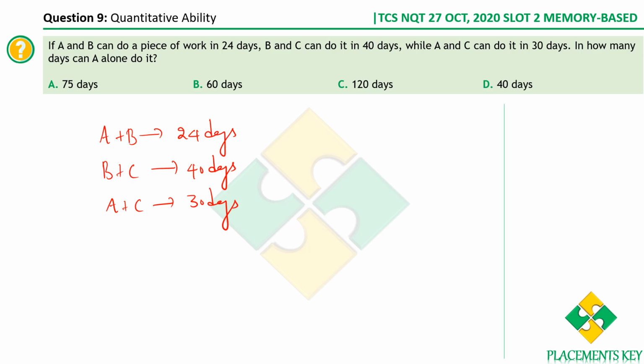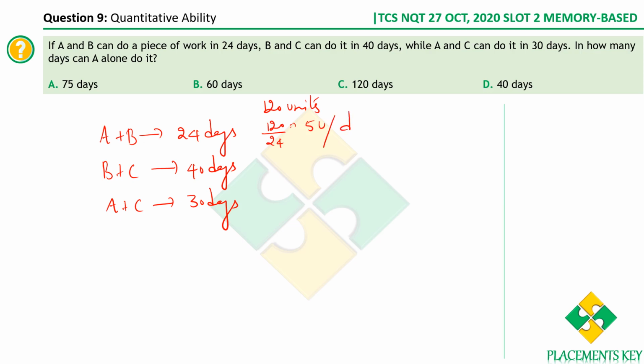What do we do? We always take the LCM of the given days. So 24, 40 and 30. The LCM is 120 units. So we'll assume the total work to be 120 units. So what is A plus B's efficiency in a day? 120 by 24. So we get it as 5 units per day. That is, A plus B can do 5 units in a day.